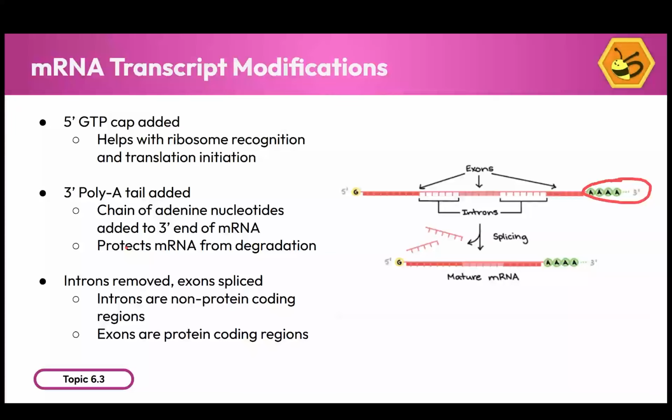And that's what introns are. Introns are non-protein coding regions, while exons are protein coding regions. Let me know if that makes sense. Let me open Discord.